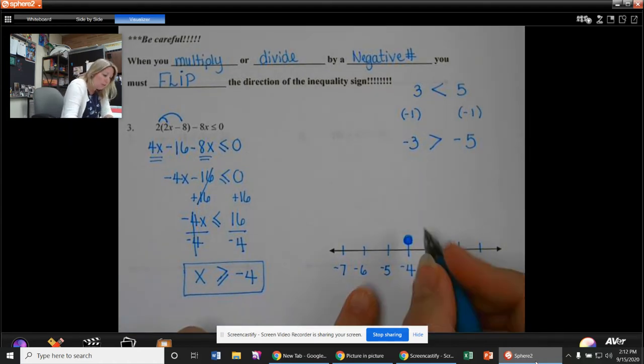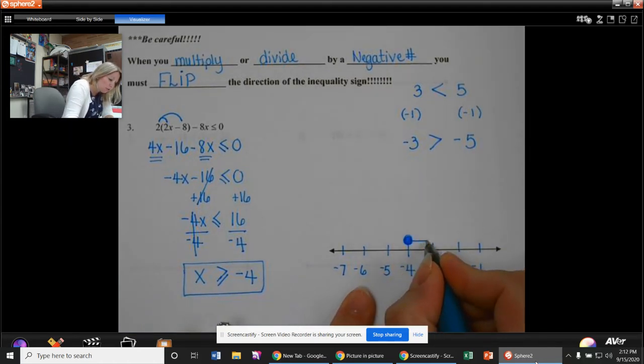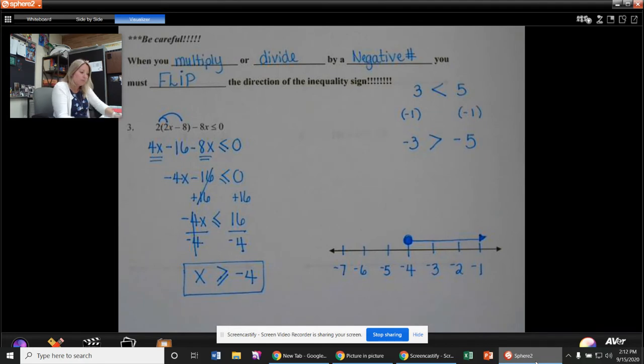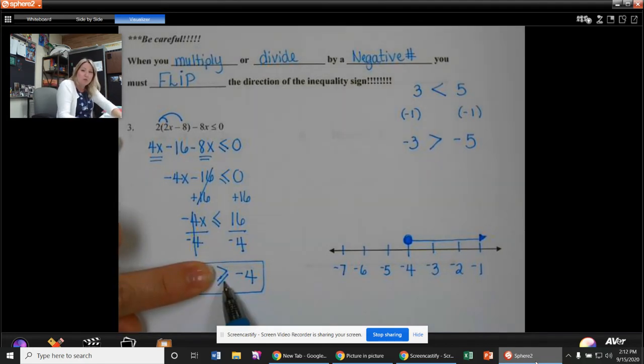Okay, so all the things that are bigger than negative 4 are this direction. And what's pretty cool is if you keep your variables on the left, and this is part of why I like this, you can follow the arrow of your inequality sign when creating your number line.